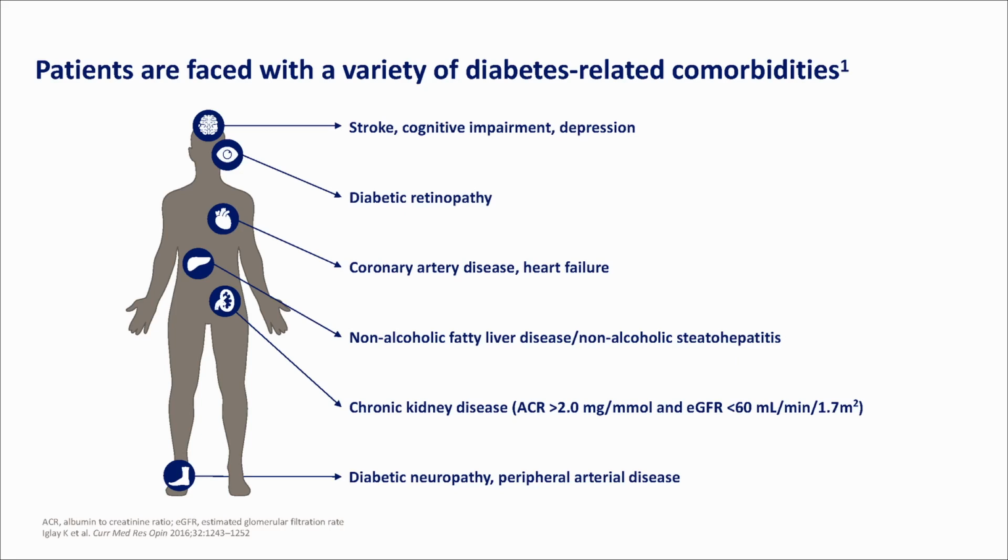Patients are faced with a variety of diabetes-related complications like stroke, cognitive impairment, dementia, depression, diabetic retinopathy, coronary artery disease, heart failure, non-alcoholic fatty liver disease, non-alcoholic steatohepatitis, chronic kidney disease, and diabetic neuropathy or peripheral arterial disease. These complications affect multiple aspects of patient physiology, like micro and macrovascular complications and non-classical complications like cognitive impairment, depression, and NAFLD.